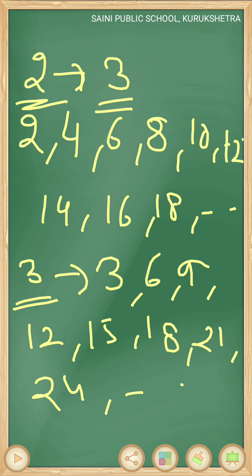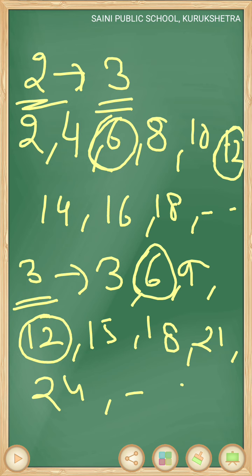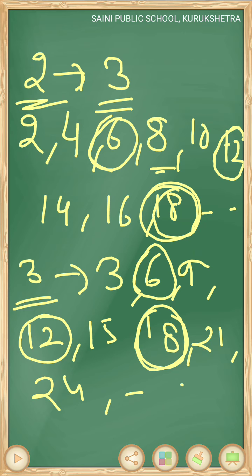Now common multiples of both the numbers are, you can see, here is 6 and here is also 6. Next common number, here is 12 and here is 12. Here is 8 but 8 is not available here. Here is 10 but 10 is not available in this. Here is 9 but 9 is not available in this. We have to see the number which is common in both the multiples. Similarly, here is 18 and here is also 18. So these are common multiples of 2 and 3. That is 6, 12, 18 and so on.